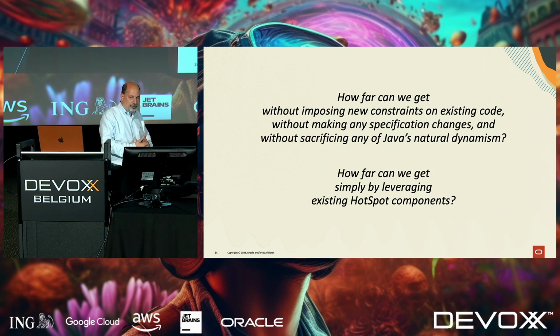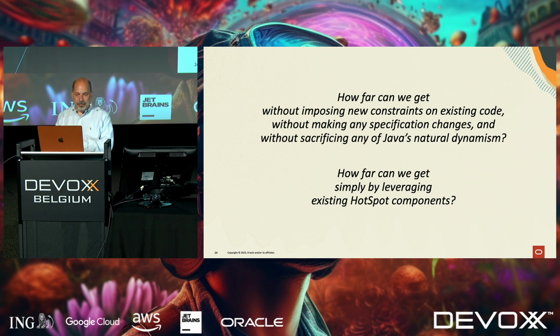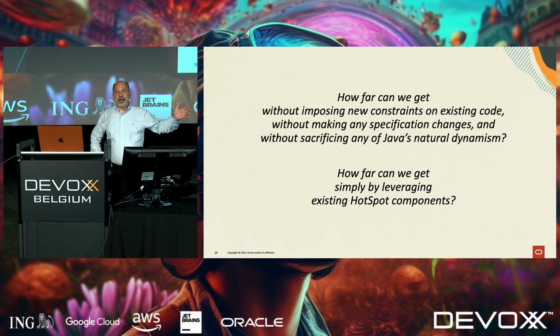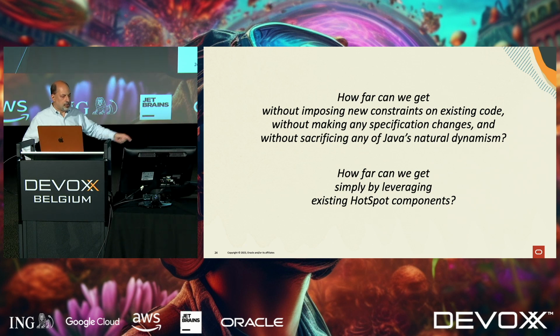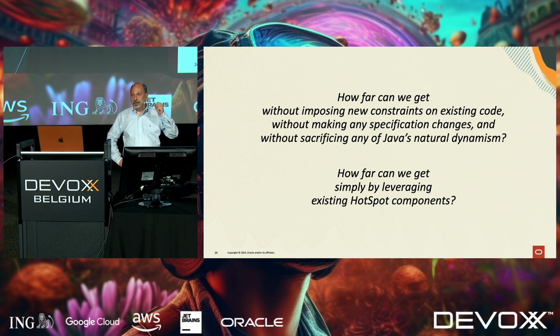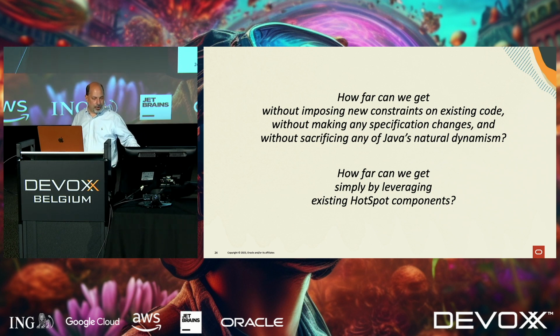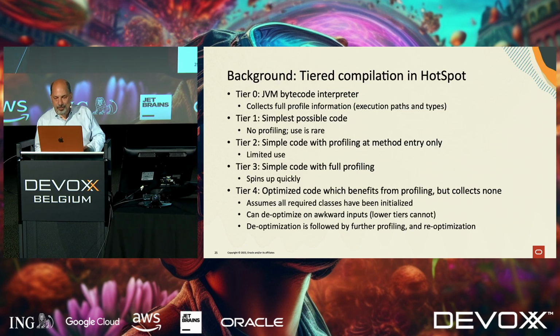So as a kind of experiment in the last few months, we've been trying to identify what we can do about startup at the least constraining end of the spectrum. Let's assume we're not willing to impose any new constraints, not change the spec, not sacrifice any dynamism, not give up on running any Java code. How far can we get? So I have some experimental numbers that I'll show you.